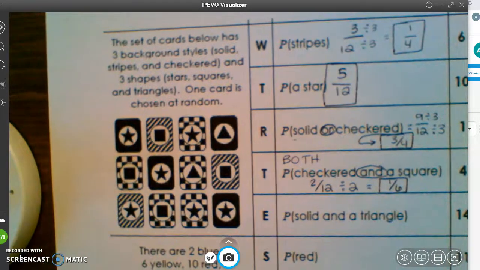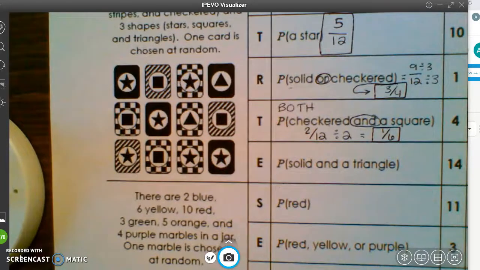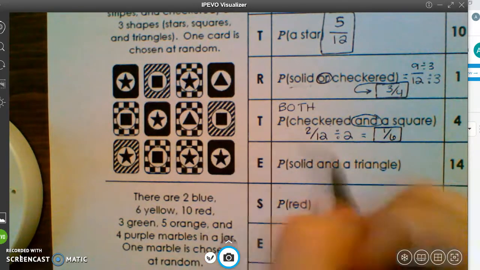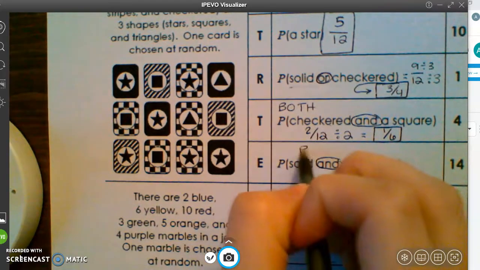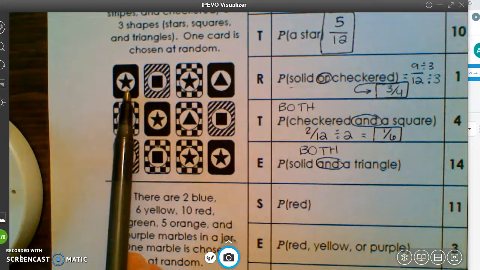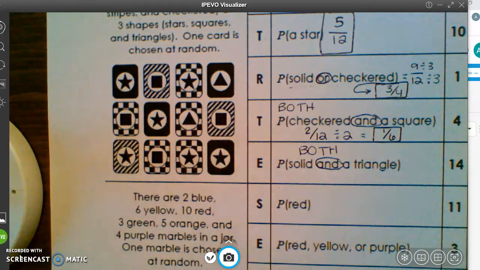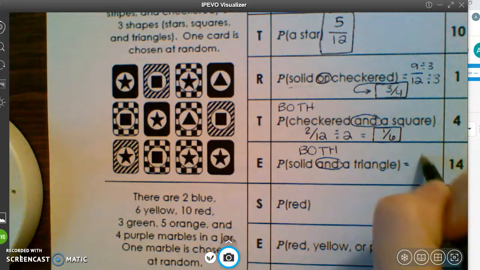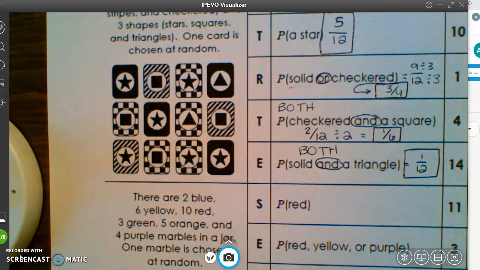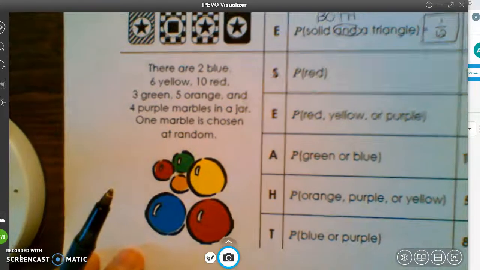Okay, so E, solid and a triangle. So again, remember, this is like you telling mom, I want chicken nuggets and a hamburger. You gotta have both. We need both of these. Solid and a triangle. So I'm looking for solid, that doesn't work. Okay, 1. I only count 1 card out of the 12. And that can't be simplified. So there we go.